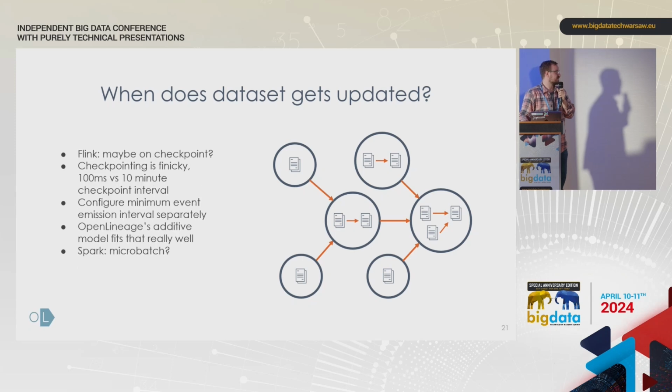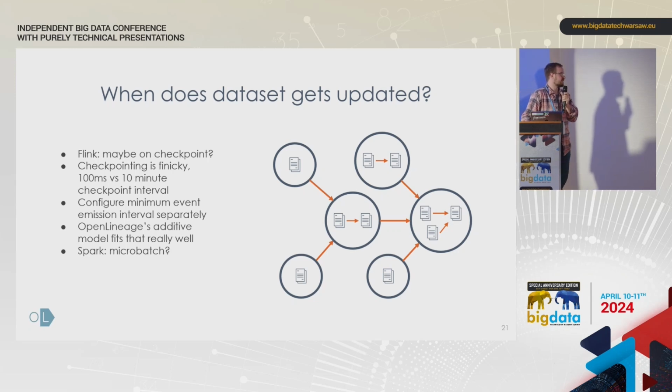So the natural thing is a checkpoint in Flink. But it's also kind of finicky, because some people might use very short, some people might use very long checkpoint intervals, and it's usually pretty specific to the nature of a job. So we think it's best to let the job author configure that emission interval separately.